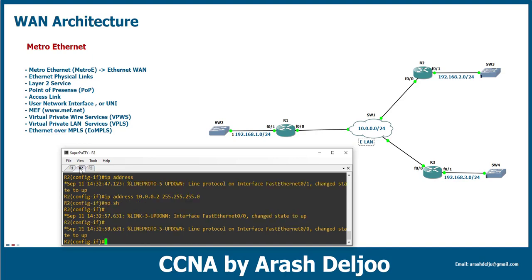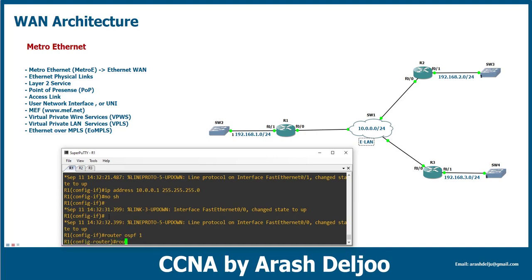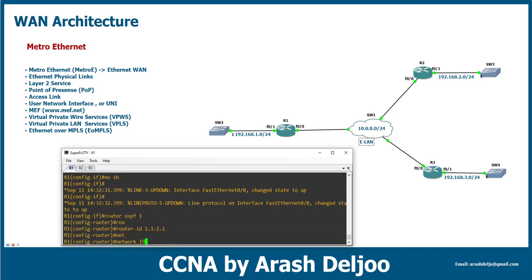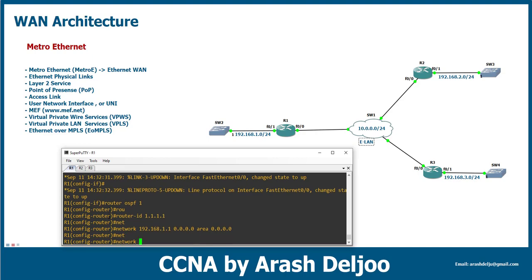As you saw, I configured all of the interfaces in this E-LAN with the same range and without the configuration of, for example, a sub-interface. Now let me enable the routing protocol. Router OSPF 1, router ID is 1.1.1.1, then network 192.168.1.1 0.0.0.0 area 0. The first command. The second is network 10.0.0.1 0.0.0.0 area 0.